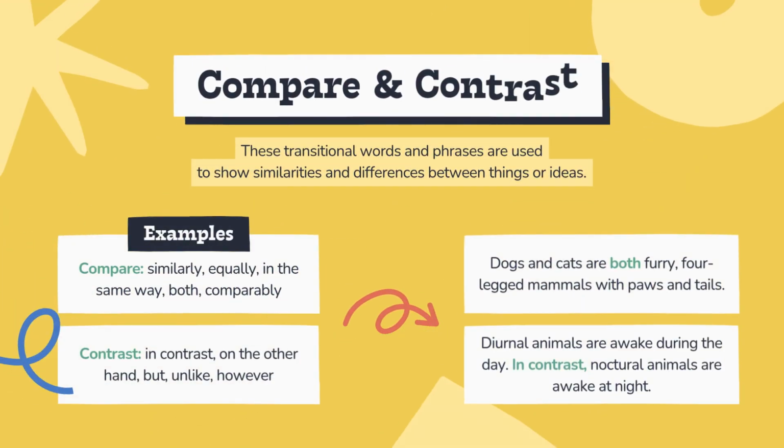Compare and contrast. These transitional words and phrases are used to show similarities and differences between things or ideas. To compare, we use words like similarly, equally, in the same way, both, comparably. And to contrast, we use words like in contrast, on the other hand, but, unlike, however.